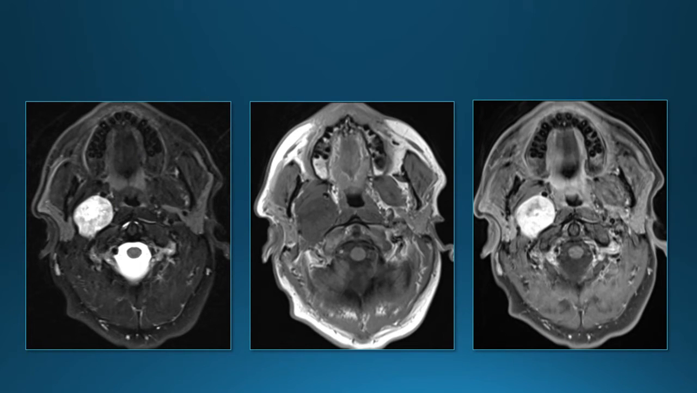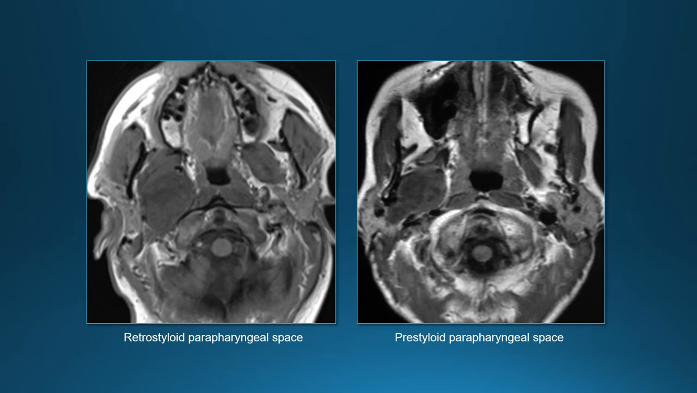So let's go back to our case. This is a retrostyloid parapharyngeal mass. This one turned out to be a schwannoma. Okay, so how do we distinguish a retrostyloid parapharyngeal mass from a prestyloid parapharyngeal mass? So you might think the easiest way would be to see if it's in front or behind the styloid process, and that works if the lesion is very small, but when the lesion is big, even if it started behind the styloid process, it's going to extend in front of it. So that, in general, doesn't work.